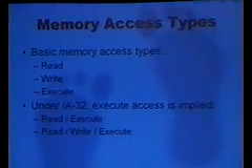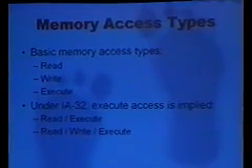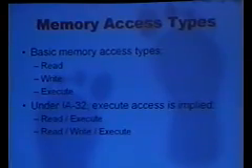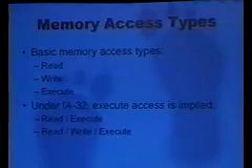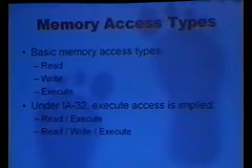We have three basic memory access types that I'm sure everyone is familiar with. We have read, write, and execute access. One thing that's kind of interesting is under the Intel architecture, we really don't have discrete read, write, and execute access. We actually have only two access types. We have read execute access and read write execute access. Execute is basically implied. That means that all memory is intrinsically executable.